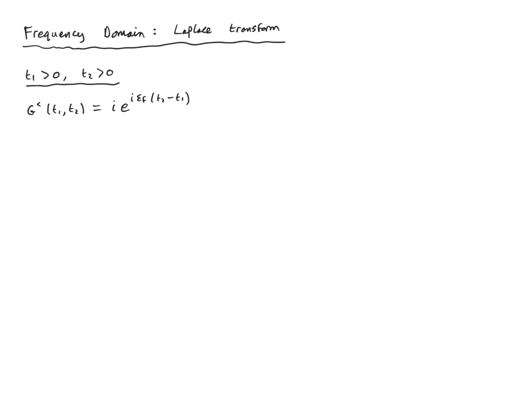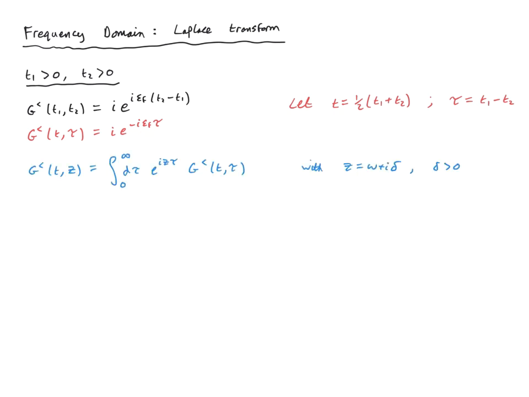First of all, we have to take care of the fact that we have two time arguments, t1 and t2. We'll therefore introduce the label t to mean the average time between t1 and t2, and the label tau to indicate the time difference t1 minus t2. With this change of variables, I can write g lesser as a function of t and tau as i e to the minus i epsilon_f tau. We now perform the Laplace transformation on the variable tau. This is the time difference between t1 and t2.